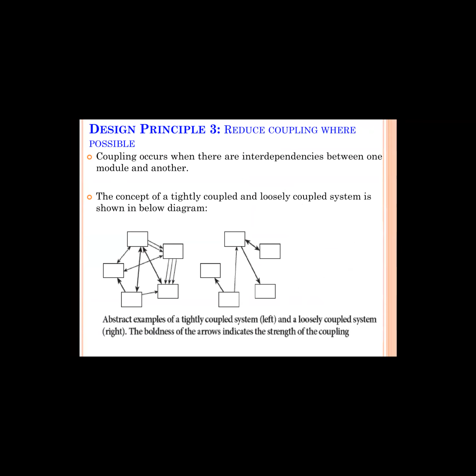So the third principle is reduce coupling wherever possible. Coupling means the dependency among the functionalities. Coupling occurs when there are dependencies from one module to another module. For example, in the first diagram, there are five components, five modules. Each module is interconnected. All the modules are connected with all other modules. It means one module is depending on input and output from the remaining four modules.